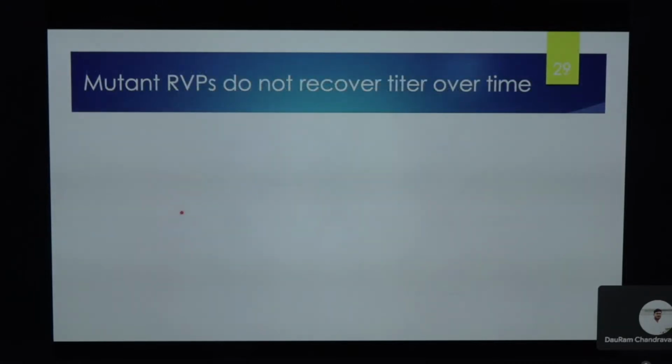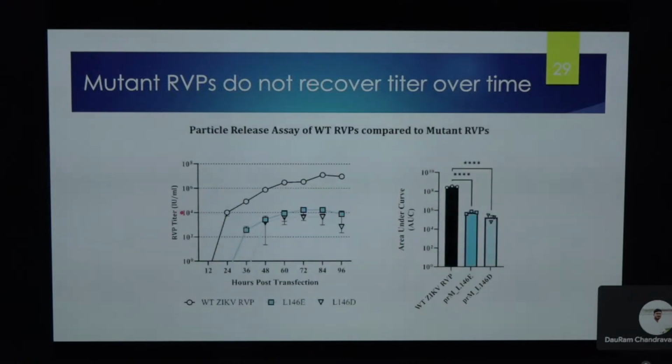And so what we did next was to look at if these mutations could recover titer over time. And we actually see that they don't recover titer over time. And this supports our assembly defect hypothesis, meaning that these viruses plateau off and they're not able to outpace their mutation defect, whatever is causing that defect, whereas wild type was able to peak at a much higher titer. And so this assembly defect seemed to be spot on.